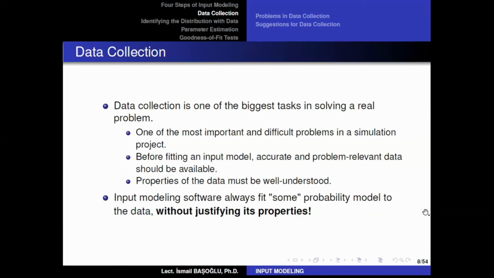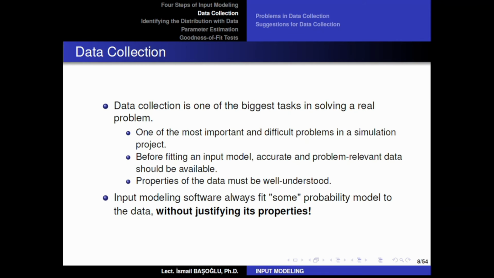So we have said that data collection is important, and we know that you can transfer the data to an input modeling software, and the input modeling software can easily identify the best possible existing probability model with the minimum error and says that this data comes from this family of distributions without justifying the structural knowledge on the process itself. And I'm just going to show you a few examples now where you can easily deceive an input modeling software.